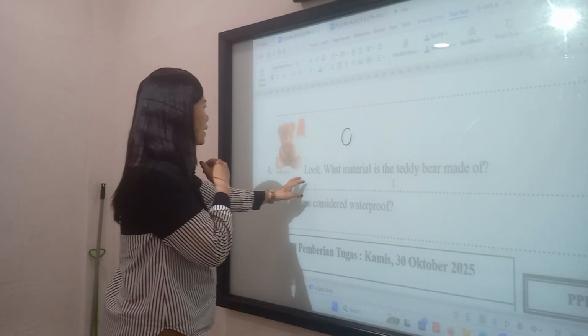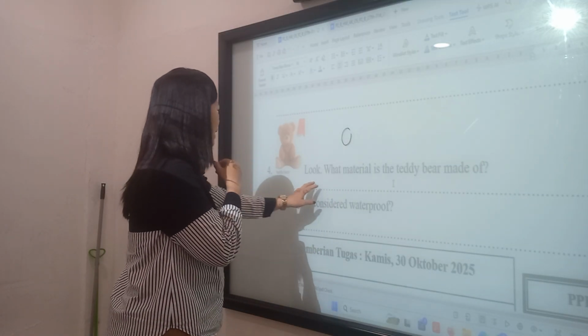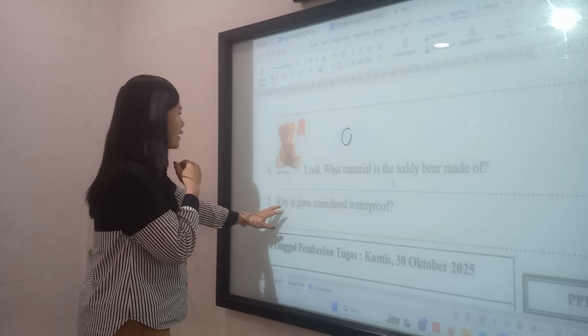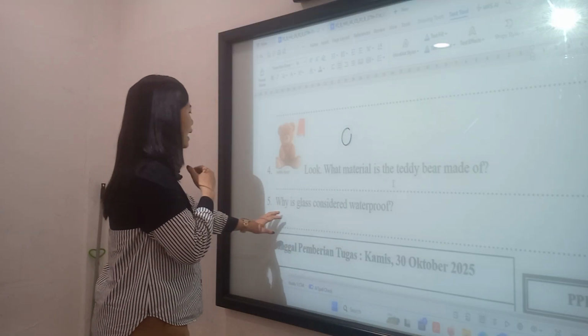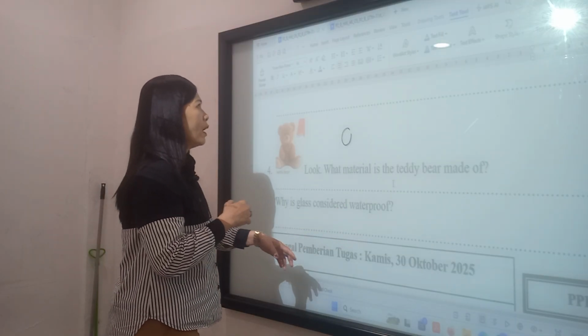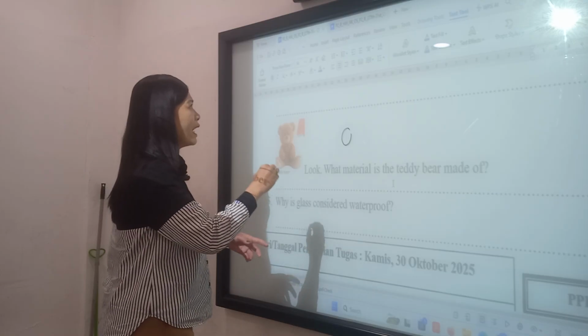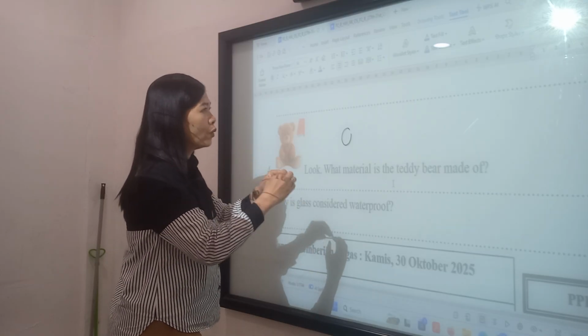The material is a teddy bear made of cotton. Why is glass considered waterproof? Glass is considered waterproof because it doesn't let the water through.